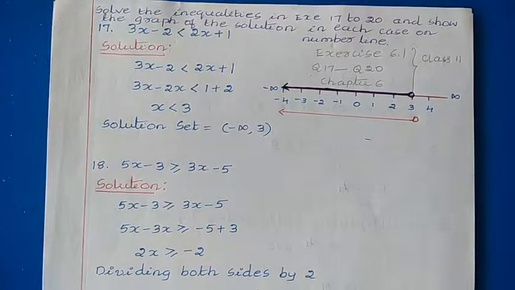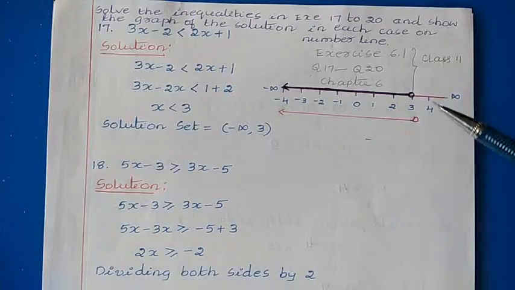Hi, in this video I'm going to explain exercise 6.1, chapter 6, linear inequalities, question number 17 to question number 20. Solve the inequalities in exercises 17 to 20 and show the graph of the solution in each case on the number line. Here we need to find the solution set. Along with that we need to draw a graph on the number line.